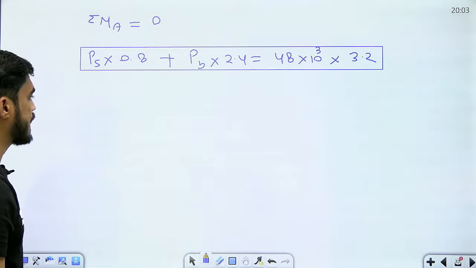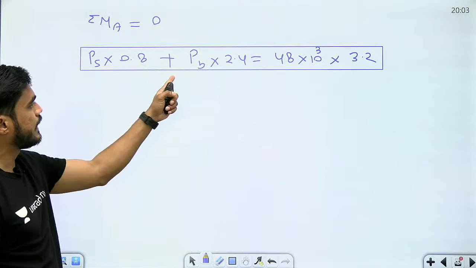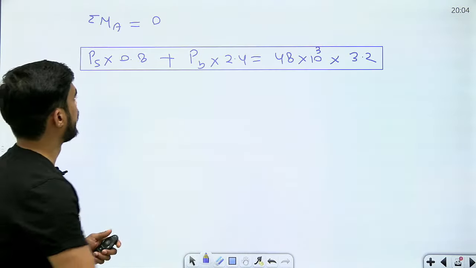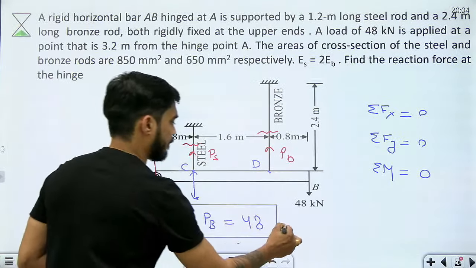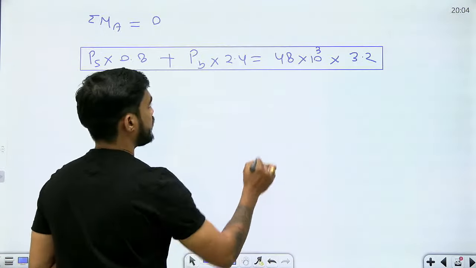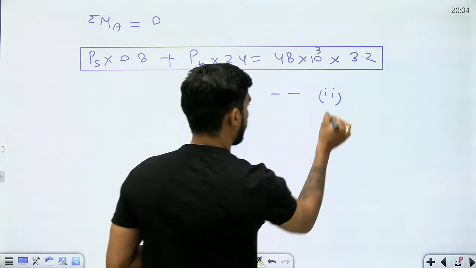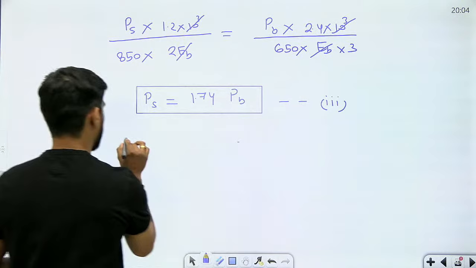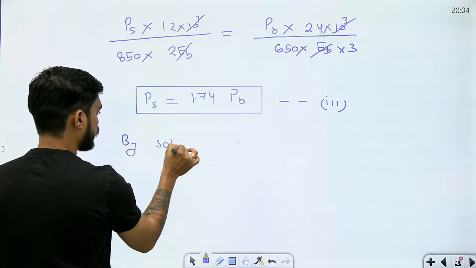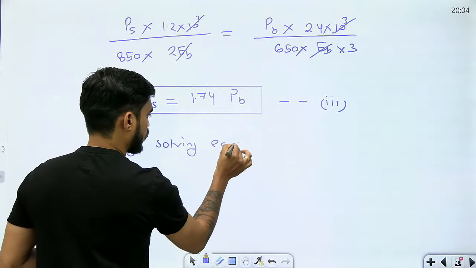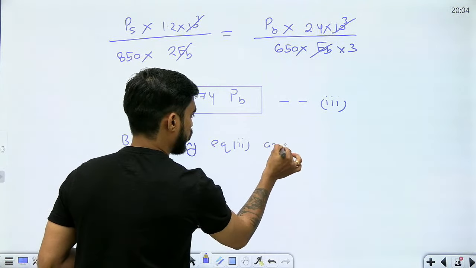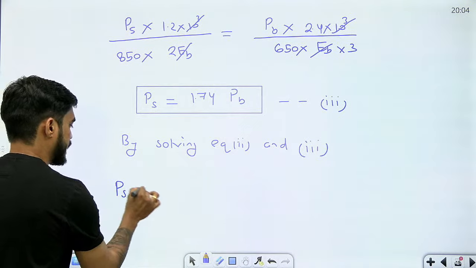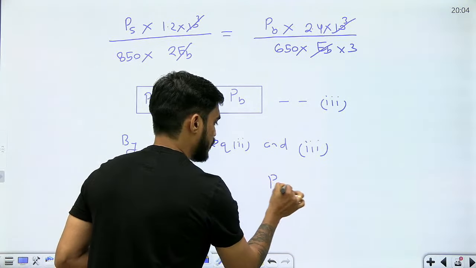सो नाउ बेटा PS एंड PB के बीच में we have this relation and we have that relation. So by solving this and this, let me say this is equation number 1, this is equation number 2 and this is equation number 3. So by solving equation 2 and 3, I will get PS and PB.